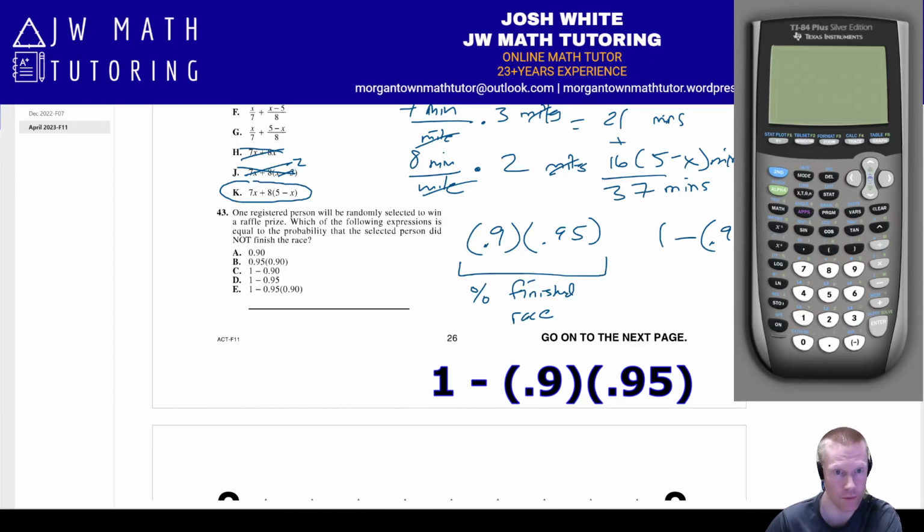There's technically two groups of people that you could fall into that category. And the reason is because the two probabilities have to add up to 1. You either finished the race or you didn't. And together they add up to 1, or 100% of the people who registered. So the correct answer for this one is just going to be letter E.